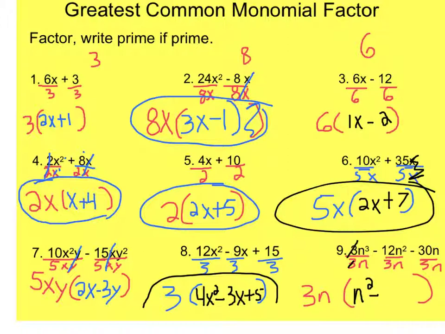Then I do negative 12 divided by 3 is going to be negative 4. And I'll have 1 n left over, because 2 take away 1 is 1. Okay, finally I have negative 30 divided by 3. So negative 30 divided by 3 is negative 10. And if you notice, these n's will cancel out, so they're gone. Here's my final answer. Once again, when you're factoring, you're taking an addition problem, a sum, and making it into a product. So here's our answer.